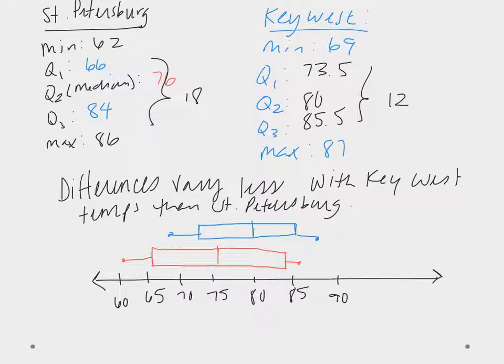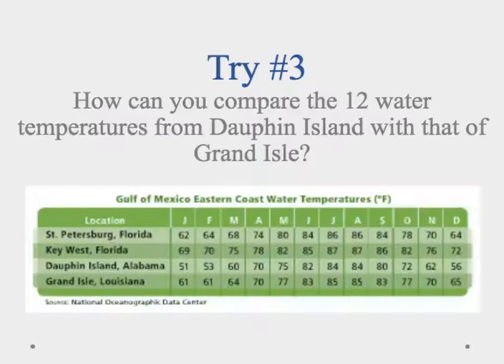Also, Key West temperatures are higher. And we can tell that just with the placement of the whiskers themselves. Both whiskers are higher than they are for St. Petersburg. All right, so that's how we would summarize that information. Let's go ahead and try the next one.